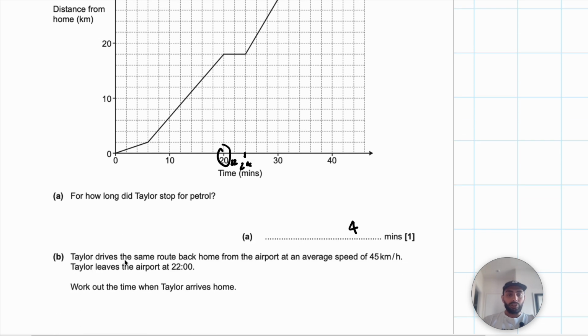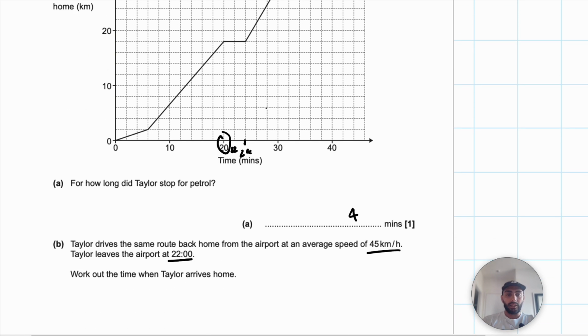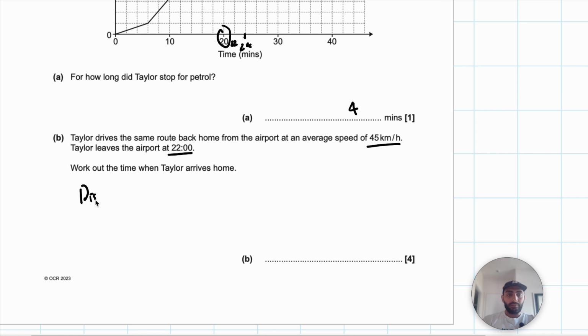Part B. Taylor drives the same route back home from the airport at an average speed of 45 kilometers per hour. Taylor leaves the airport at 10 p.m. Work out the time when Taylor arrives home. Let's first figure out the distance from home to the airport. The distance is over here, and this one is going up in 2s again, so that distance is 48 kilometers. So the total distance is 48.